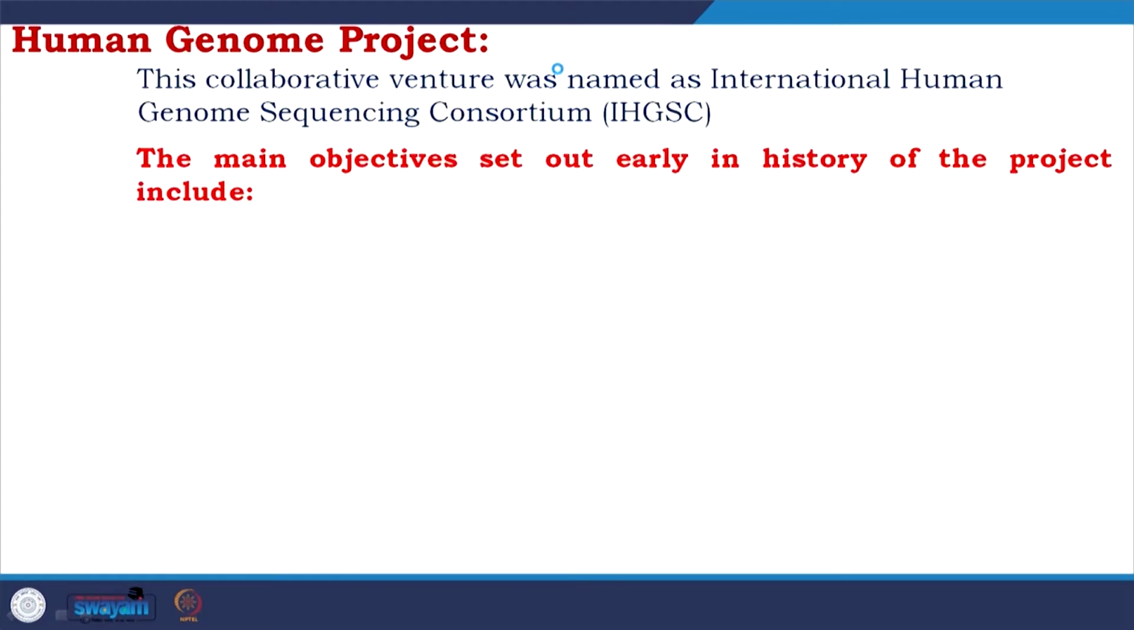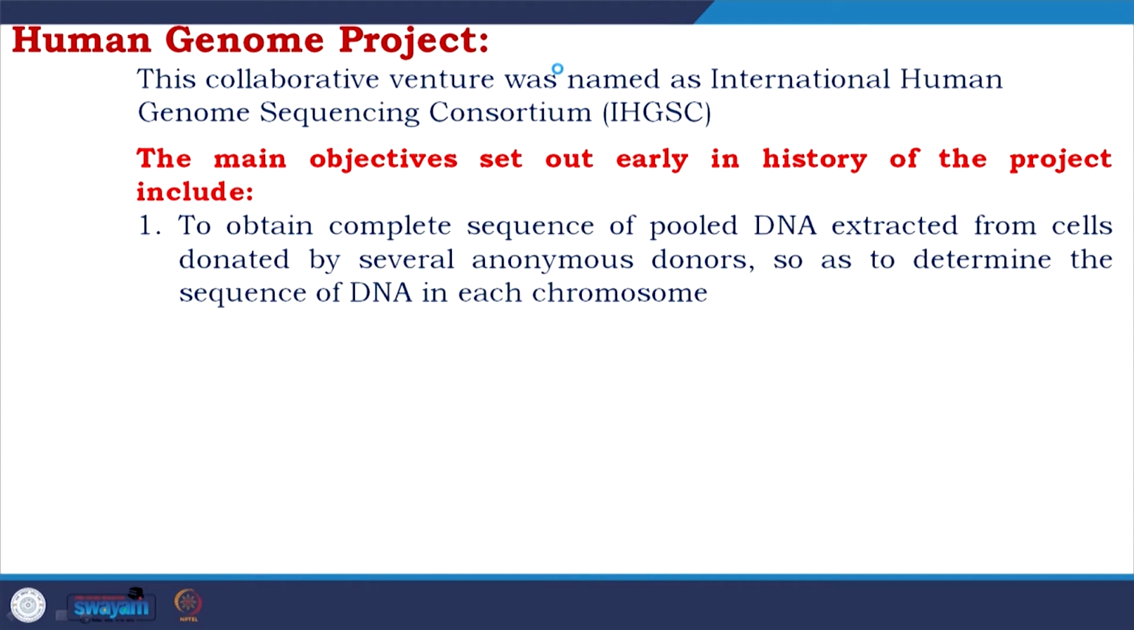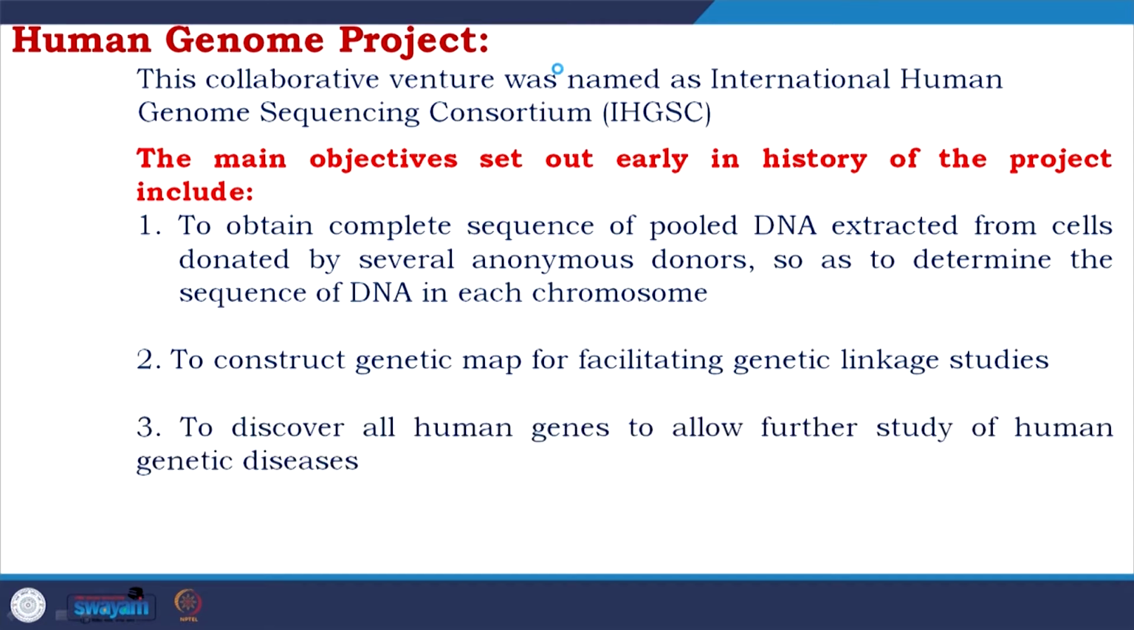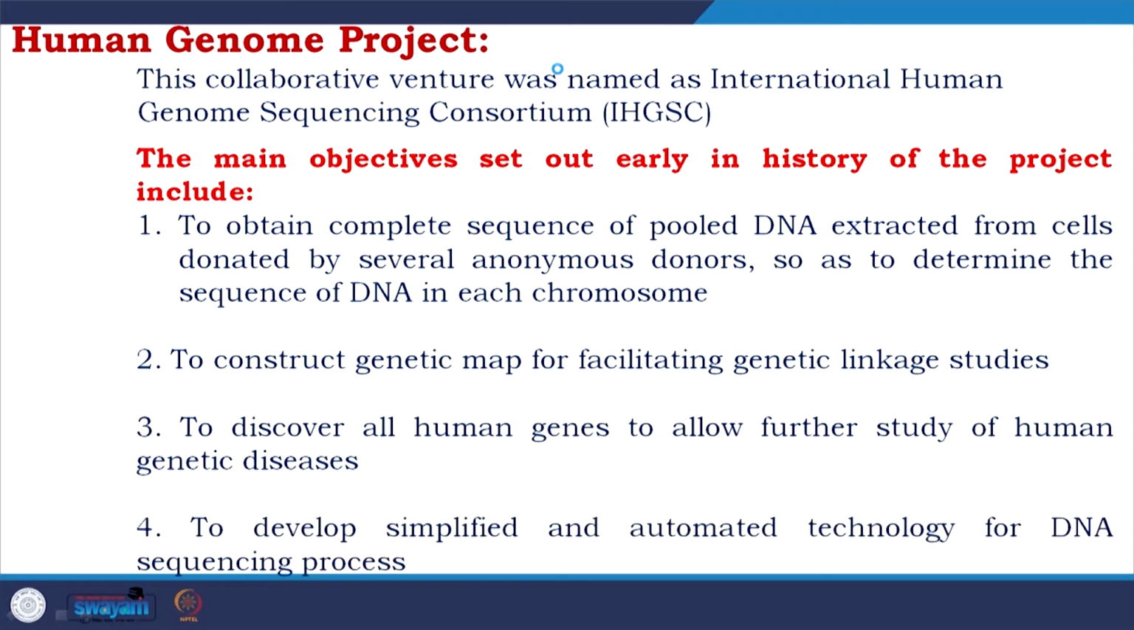So this was a collaborative venture named the International Human Genome Sequencing Consortium, or IHGSC. The main objectives among many, I am just talking about a few: to obtain the complete sequence of full DNA extracted from cells donated by several anonymous donors so as to determine the sequence of DNA in each chromosome, to construct a genetic map facilitating genetic linkage studies, to discover all human genes to allow further study of human genetic diseases, and to develop simplified and automated technology for the DNA sequencing process.